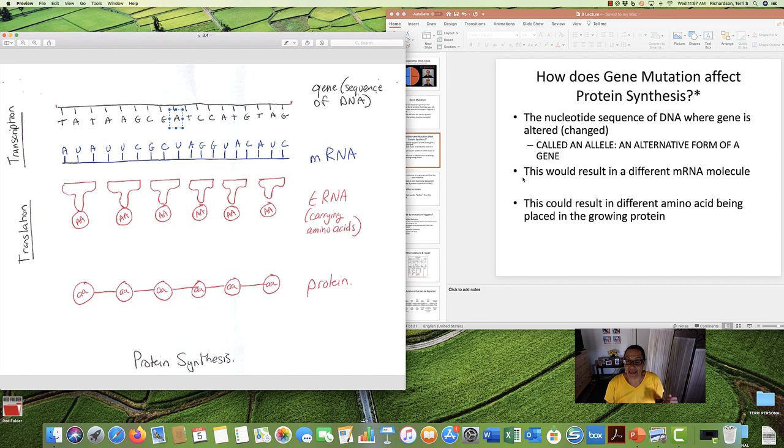Yes, a gene mutation would result in a different base being put in here. And yes, this could result in a different amino acid being put into the protein. I say it could result because translation is tricky, and sometimes multiple codons code for the same amino acid. I don't want you to worry about that, but I want you to focus on the fact that if there's a mutation in the gene, we now call it an allele. It will result in a different nucleotide being put into the mRNA, and very possibly will change the amino acid that's put into the protein.